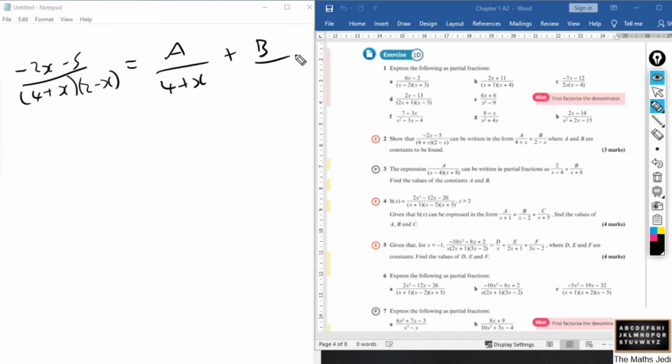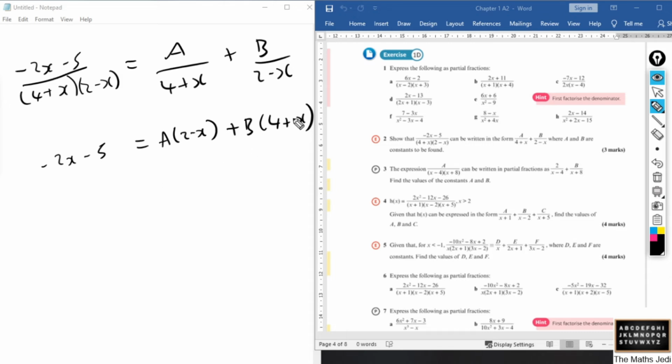We have to find the numerical constants a and b. So now we're going to imagine what would happen if I was multiplying out the bottoms to get the common denominator (4 plus x)(2 minus x). Of course, a would be multiplied by 2 minus x, and b would be multiplied by 4 plus x, and that would be equal to minus 2x minus 5.